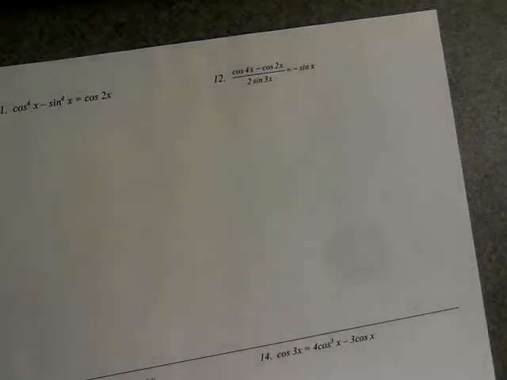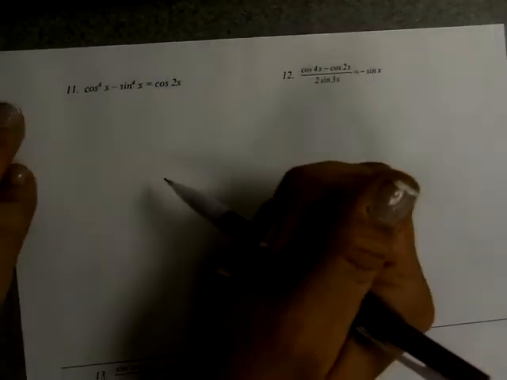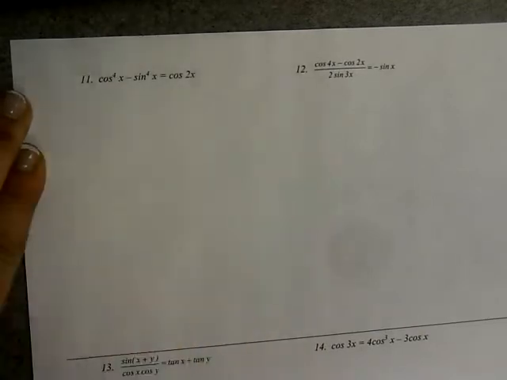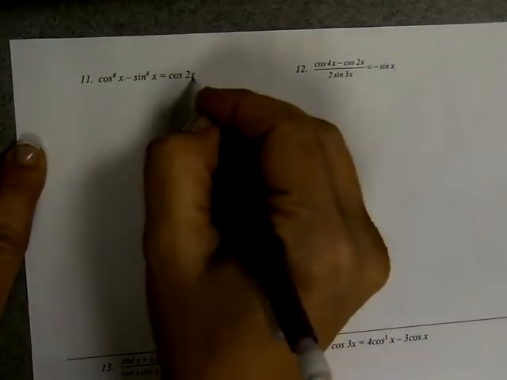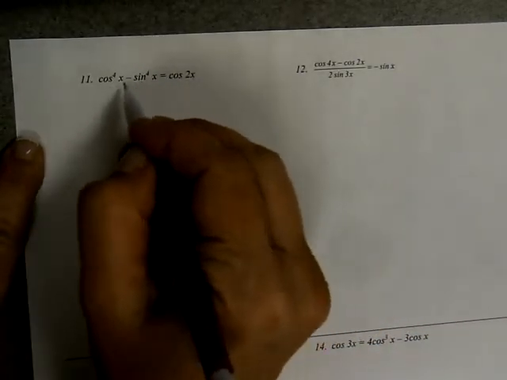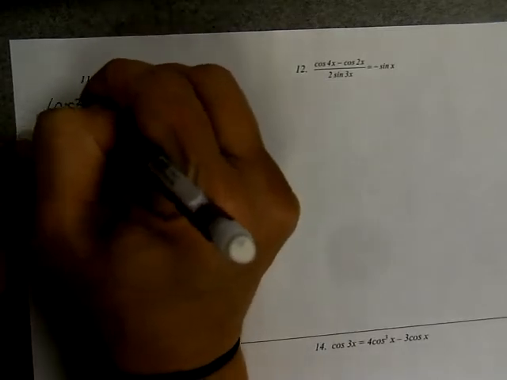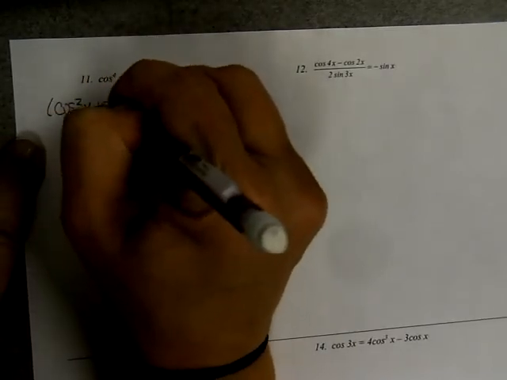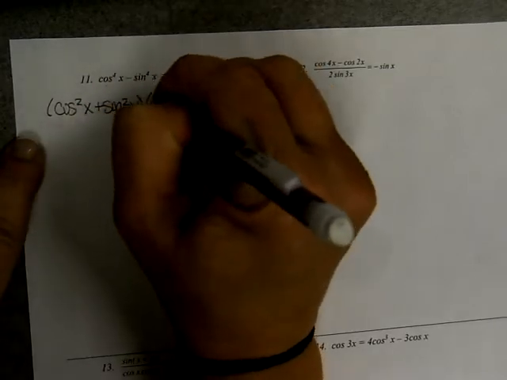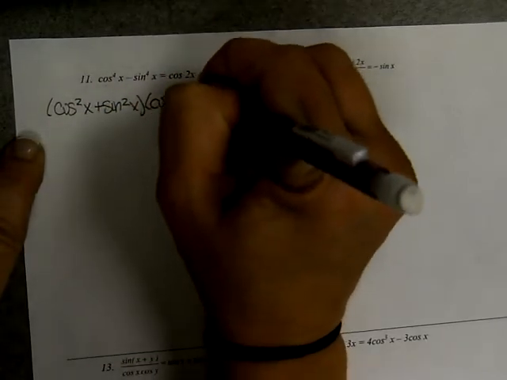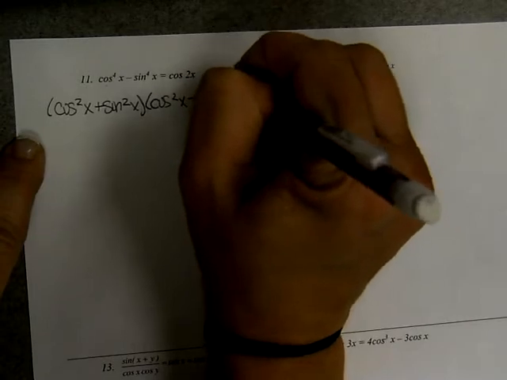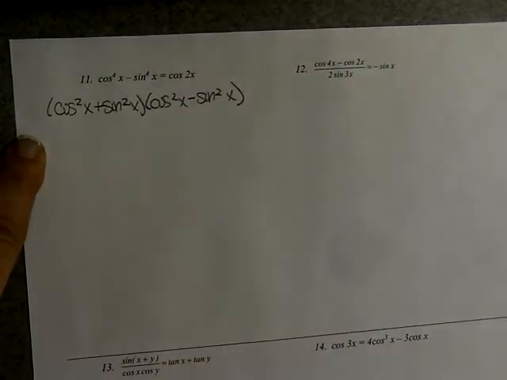Oh, I like this one because it's short. So in number 11, we have cosine x to the 4th minus sine x to the 4th, and we want to show that that's equal to the cosine of 2x. Well, let's deal with this. This, again, is the difference of squares. So I could put this as cosine squared x plus sine squared x times cosine squared x minus sine squared x, and see if that helps out.